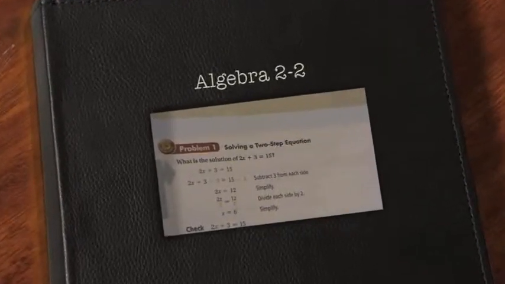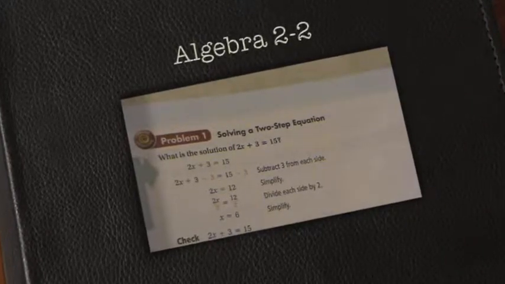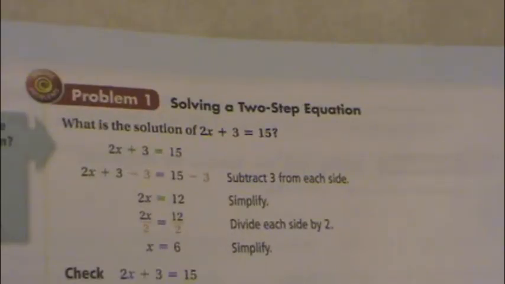This is lesson 2-2, solving two-step equations. You will be very happy to know there is no vocabulary for this lesson. Yay! So we are jumping right along to page 89, problem 1.